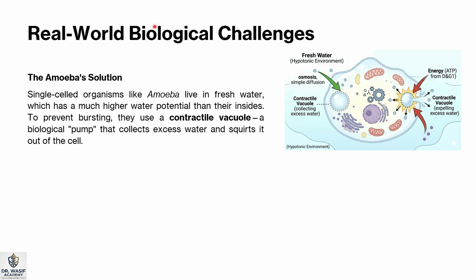Think of it as a biological sump pump. It acts as a collection tank that constantly gathers excess water from the cytoplasm and then physically squirts it back out through the membrane. It's a beautiful active solution to a passive physical problem. But humans do not have contractile vacuoles. We rely on our kidneys to maintain a balance, and that process we call osmoregulation.